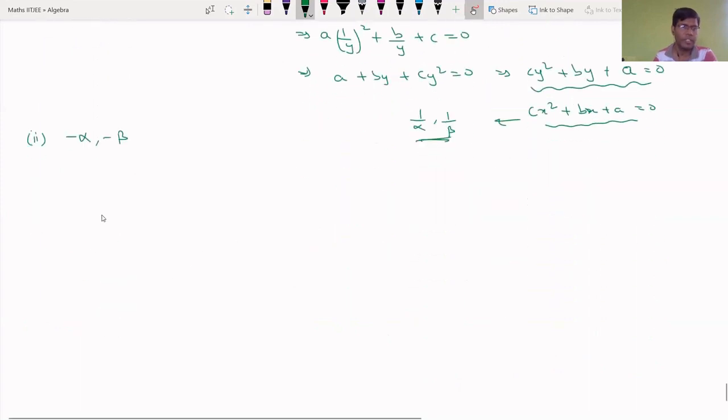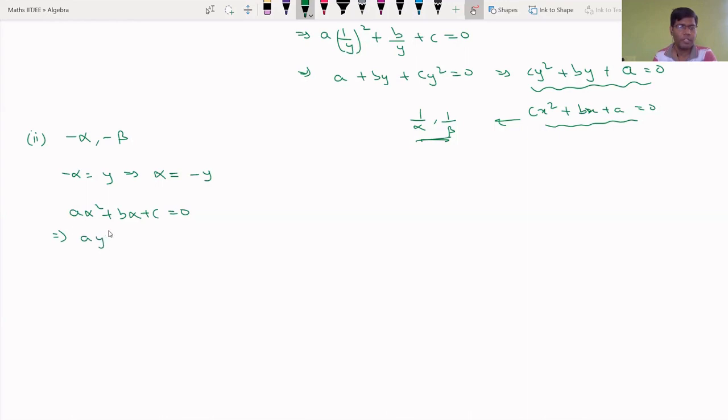So in this case, now we do the same thing, but this way. We take minus alpha is equal to y, which implies alpha is equal to minus y. So now a alpha square plus b alpha plus c is equal to 0. This equation is satisfied with alpha, so instead of alpha, we can put minus y.